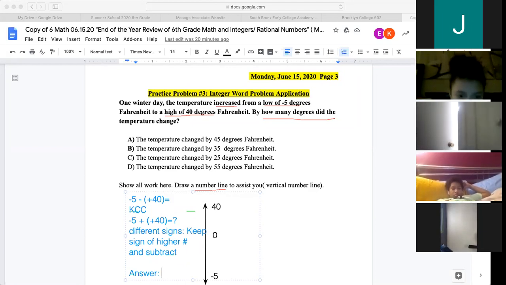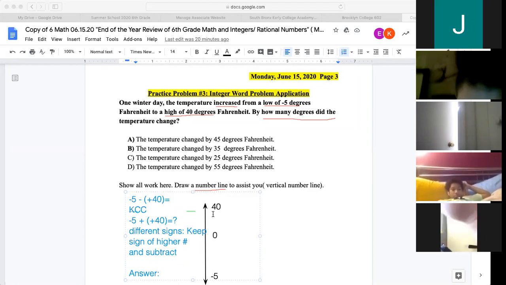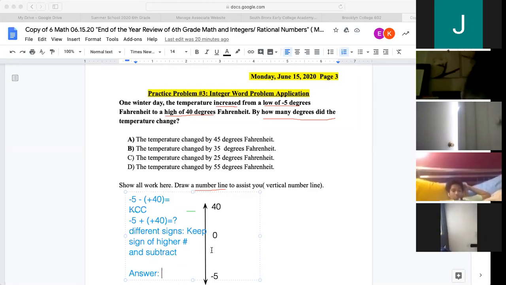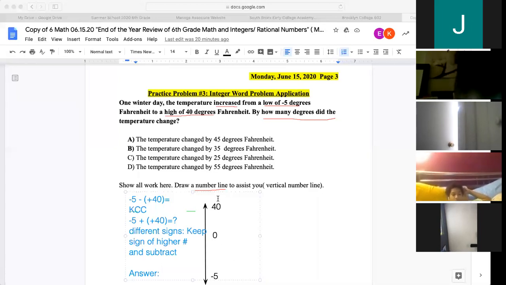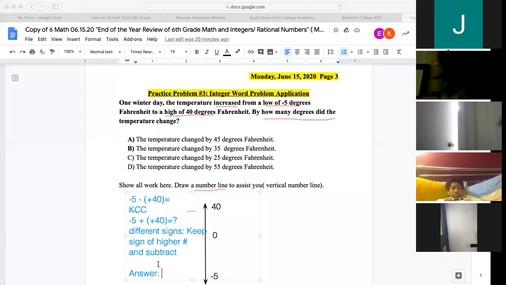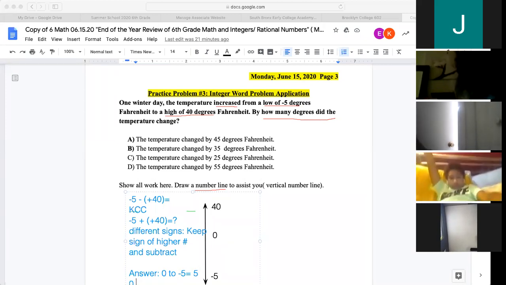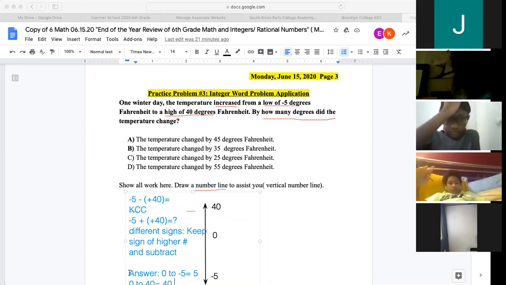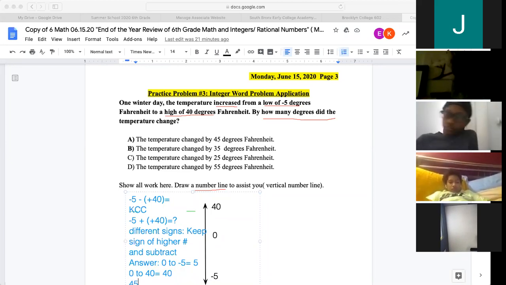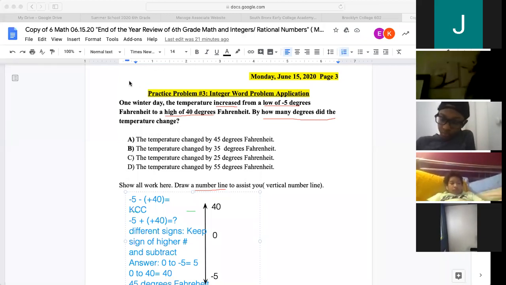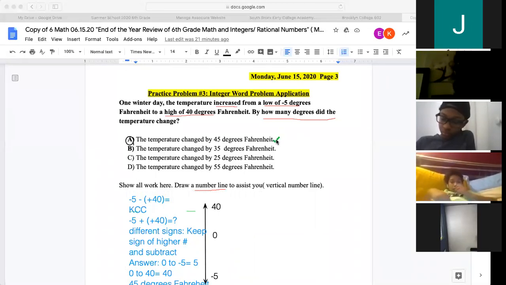Let's look at this. I goofed up. Anyways, from -5 to 0, we have 5 units. So from 0 to -5 is 5. And from 0 to 40, we have 40. So if we wanted to figure out from -5 to 40, we have to go 45. So when you look at this, from 0 to -5, it's going to be 5. And from 0 to 40, it's going to be 40. Therefore, the answer is going to be 45 degrees Fahrenheit. Choice A. Okay, choice A is the answer, folks.